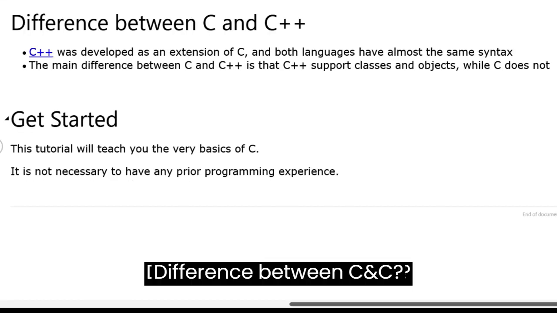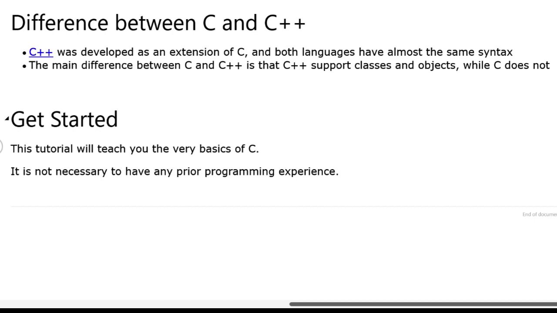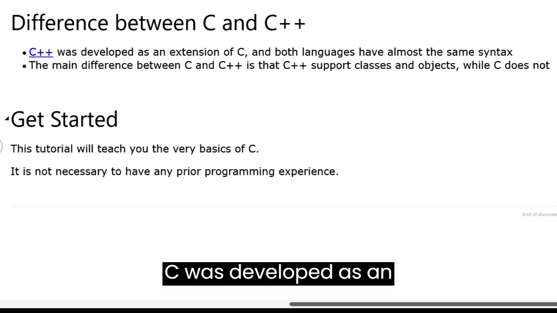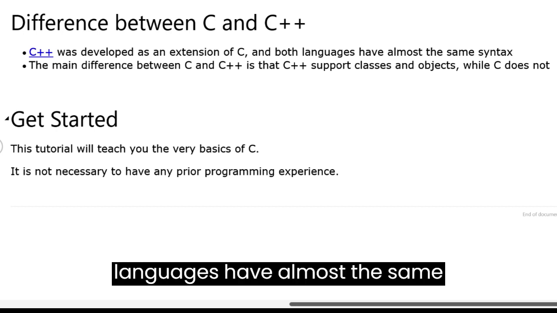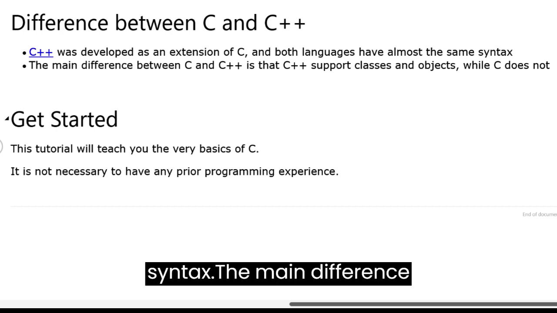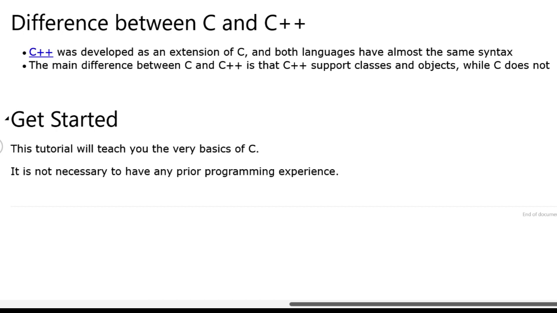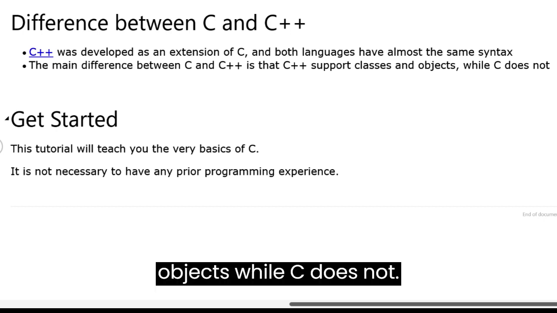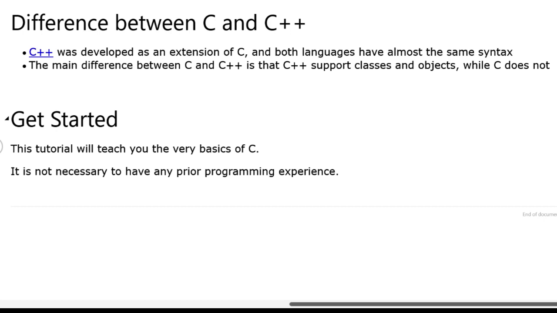Difference between C and C++. C++ was developed as an extension of C, and both languages have almost the same syntax. The main difference between C and C++ is that C++ supports classes and objects, while C does not.